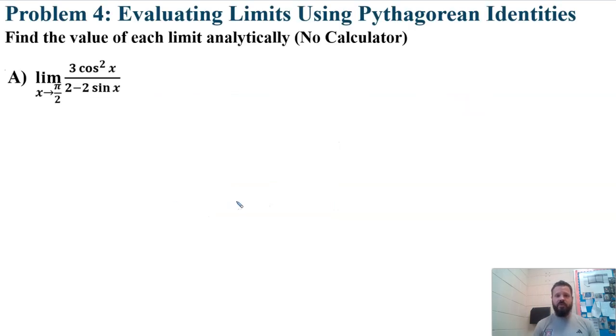All right, so picking up with problem 4, evaluating limits using Pythagorean identities. We left off with some limits involving trigonometry. Looks like we have the same thing here, and for this one, we're going to have an example of mixing Pythagorean identities into it. We want the limit of this function as x goes to pi over 2.